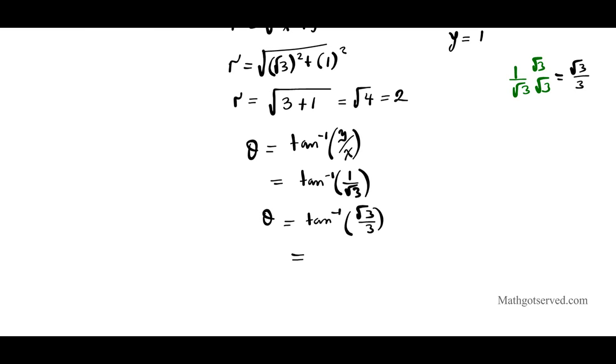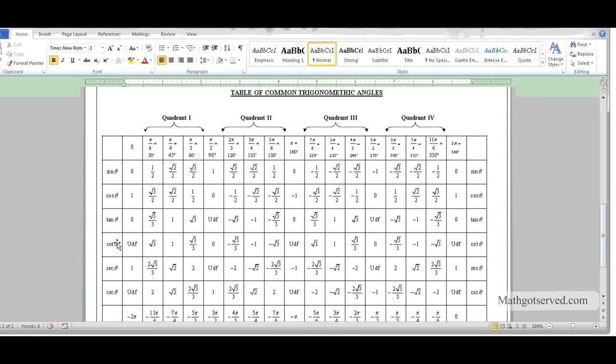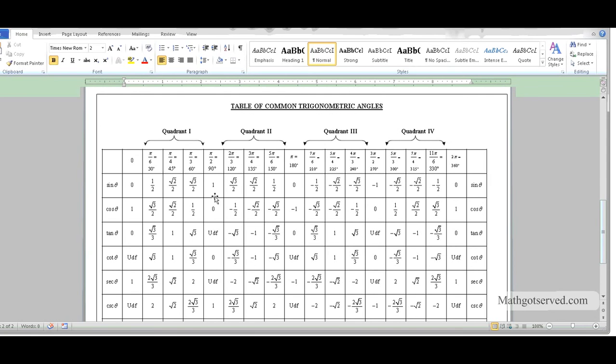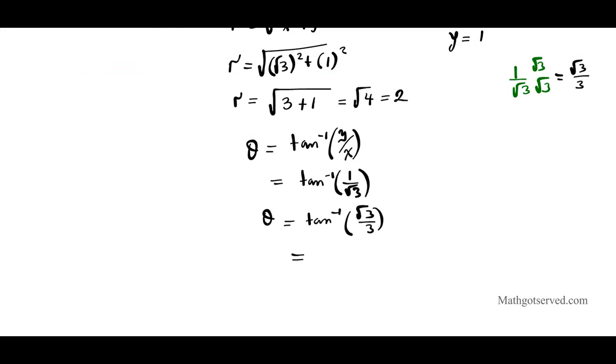So let's see. There you go. We have root 3 over 3. For tan, root 3 over 3 takes you straight up to 30 degrees. So that's what the inverse tan of root 3 over 3 is. So theta is going to be 30 degrees.